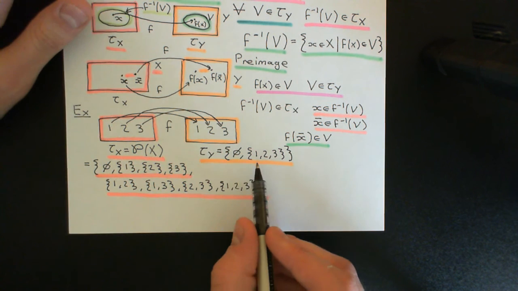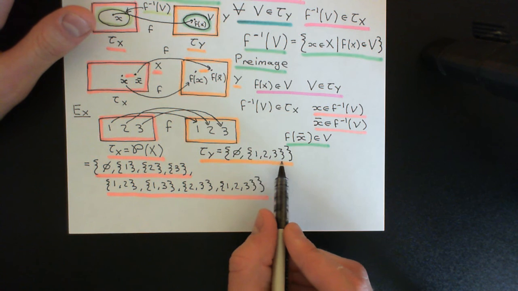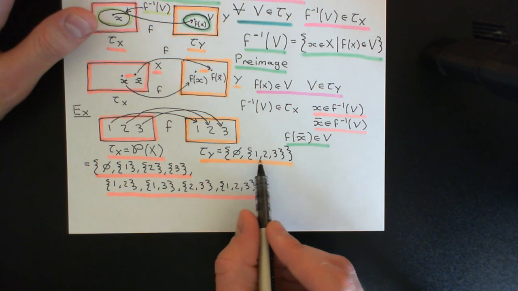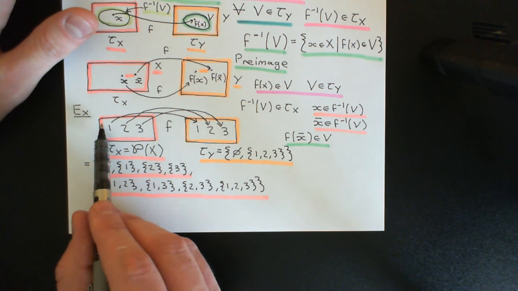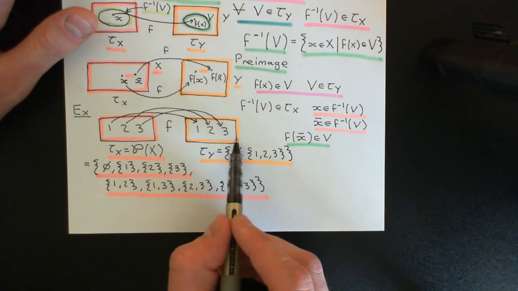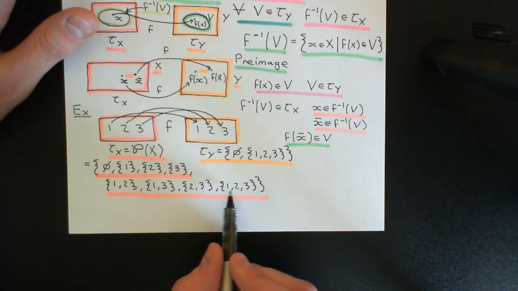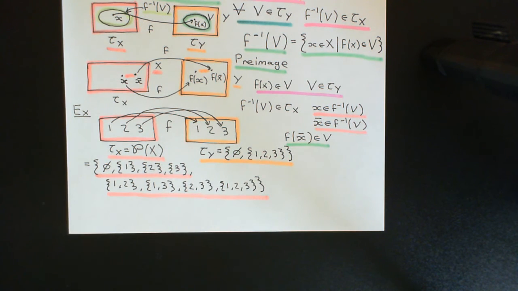Okay, now the only other one that we need to check is this only other open set here, which is the entire set. So the entire set 1, 2, 3, what's the pre-image of the entire set 1, 2, 3? Well, of course that's the entire set, because the entire set over here is mapped onto the entire set over here. Okay, and again, this entire set is an open set, so indeed this is a continuous function.